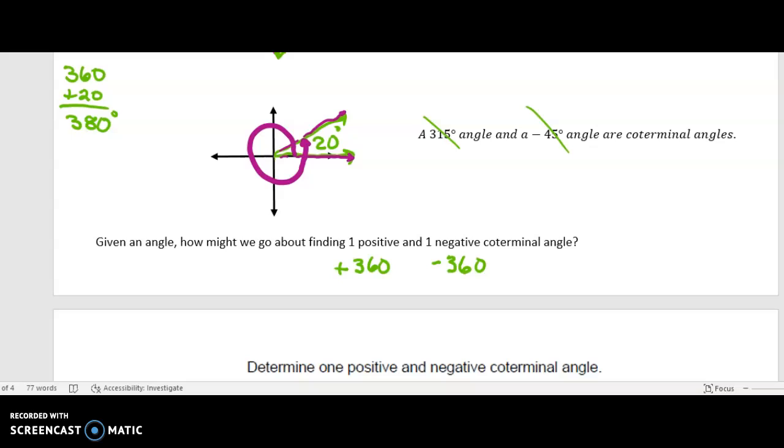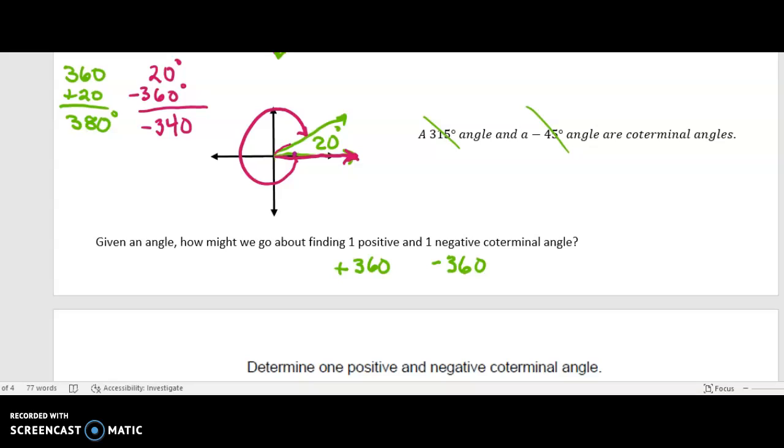Now, if I wanted a negative angle, I could take my 20 degrees and subtract 360, and that would give me negative 340 degrees. So let me start with the original angle, which is 20 degrees. And a negative 340 would be clockwise.